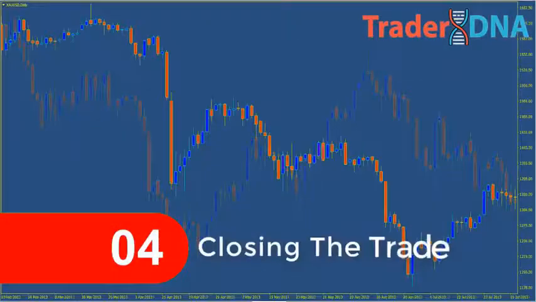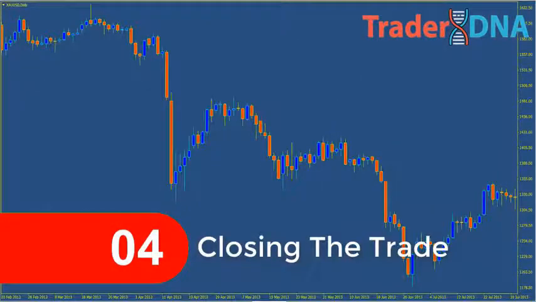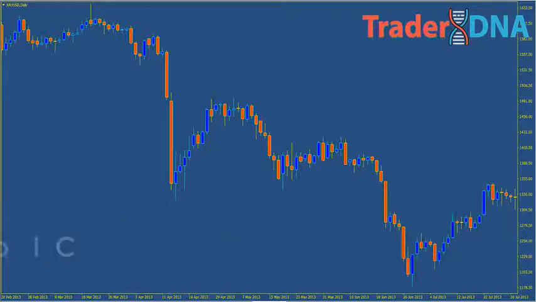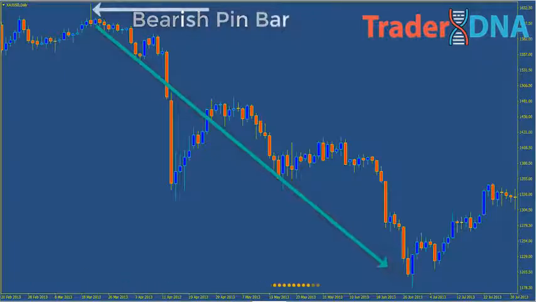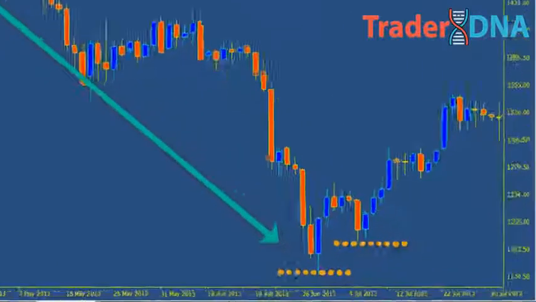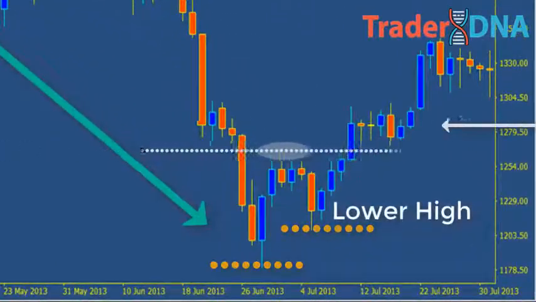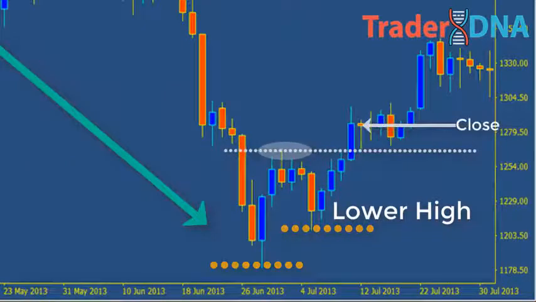Step 4. Closing the trade. Exit trade could be done whenever the market makes a new high or low, if you've placed a sell trade based upon seeing a bearish pin bar form at resistance, or after the market makes a new low or high, if you've decided to place a trade after seeing a bullish pin bar form at support.